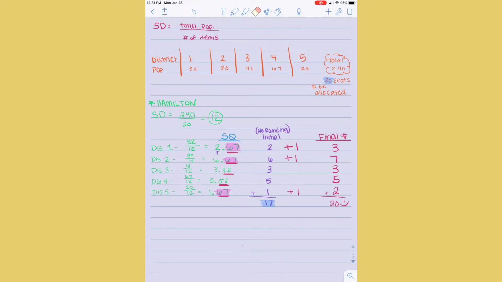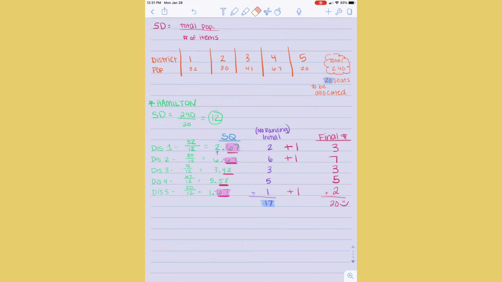When you go ahead and get your standard divisor, for step two you're going to get the standard quota. So you see I have the SQ. We're going to keep our decimals in the Jefferson as well as the Webster's method. And so I have my 32 divided by 12, 80 divided by 12, and so on. I have all these values, and nothing is going to switch at this point, okay?